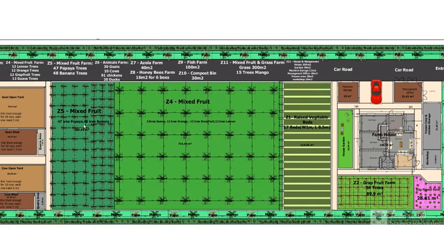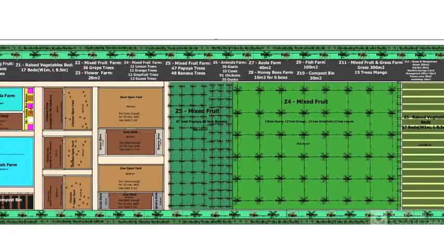About zone 5, it is mixed fruit also. We have 47 papaya trees and 48 banana trees here. The distance between each papaya is about 2 meters, and the distance between each banana is 1.5 meters. This is the standard, and this is also the minimum distance, because the area is very narrow and we use the minimum distance that can be applied from each tree to the next.